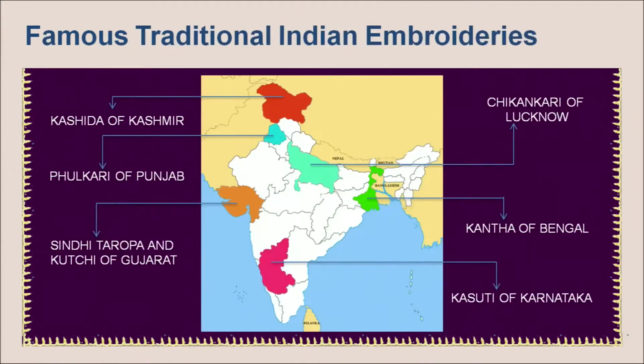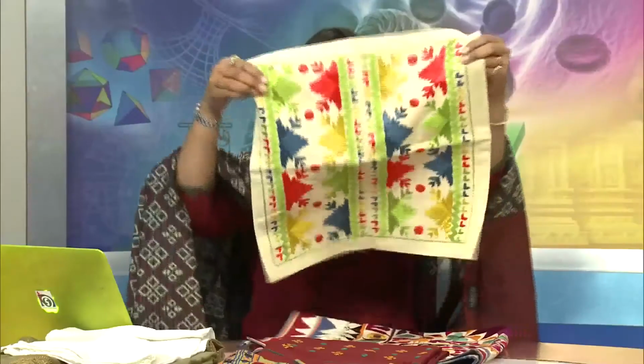You can see over here in the map of India that embroidery comes from different states of India, like Kashida of Kashmir, Chikankari of Lucknow, Fulkari of Punjab, Kantha of Bengal, Sindhi Taropa and Kutch embroidery of Gujarat, and Kasuti of Karnataka. Now let us see all one by one. Fulkari, as you can see over here. Sarika, can we have a sample of Fulkari?